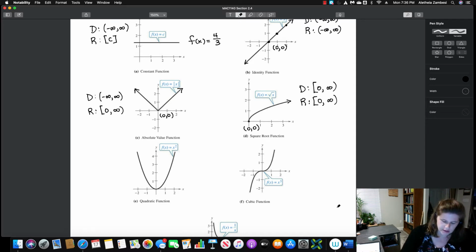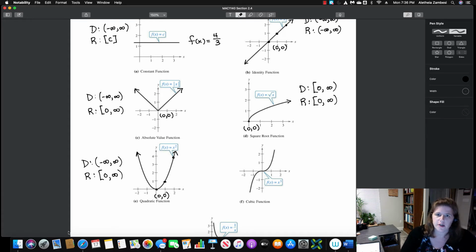A related function is the square function or the quadratic function. Quadratic function has a vertex at 0, 0. Opens like a U on both sides of the origin. So this goes through the point 1, 1, goes through the point 2, 4, because each value of x that we put in, we square it to get the value of y. Our domain is all real numbers, so negative infinity to infinity. Range starts at 0 because everything is squared, goes to infinity.